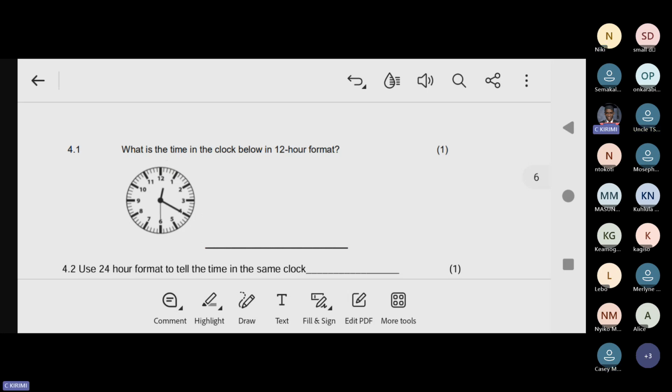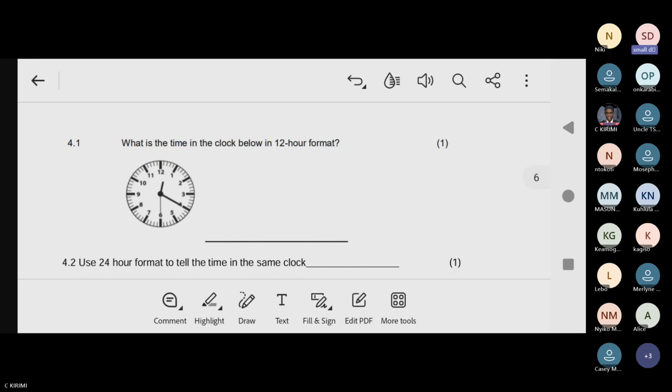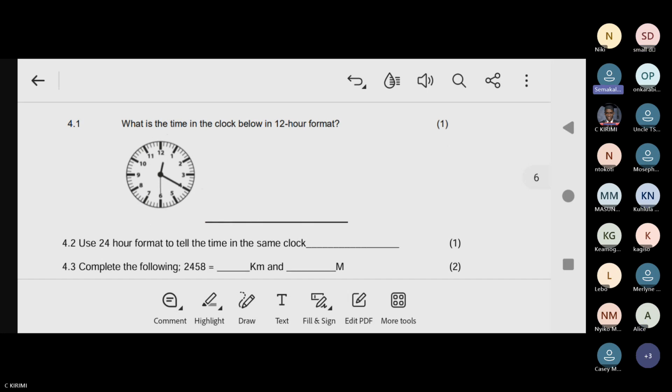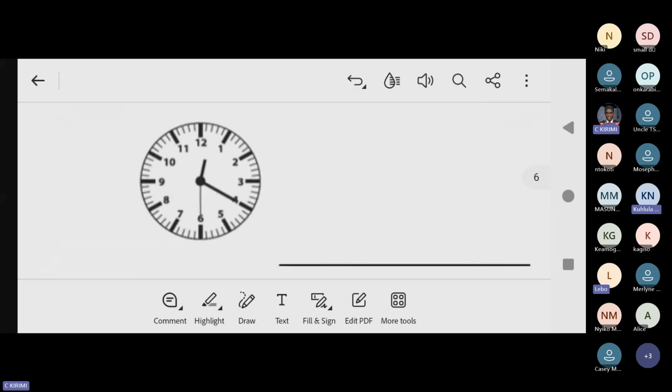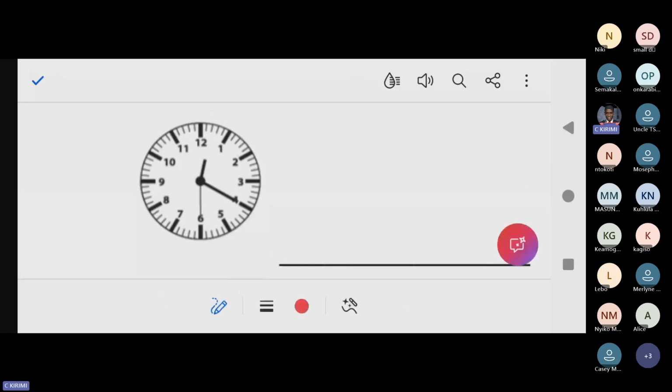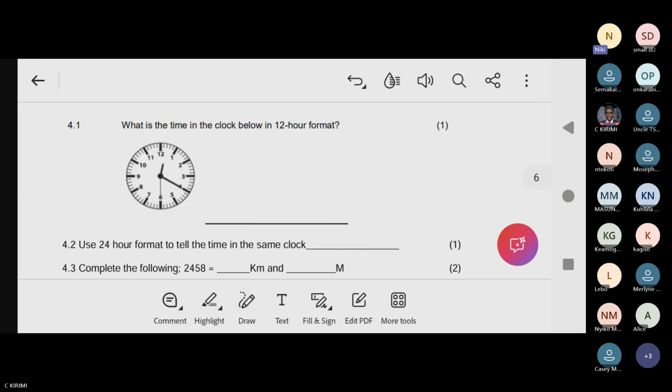All right. What is the time on the clock in 24-hour format? You must check the hour hand. The hour hand is the short one. Then the minute hand is the long one. The thinner one, we said, is the second hand. So it is 12 colon 20.